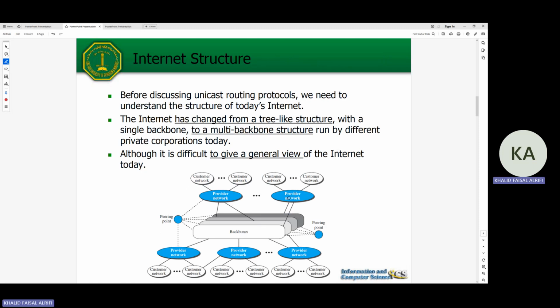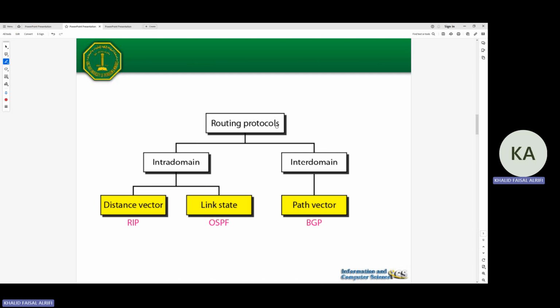So he's just here explaining that the internet is complex and so on. We don't care. For the routing protocols, you have the intra-domain and inter-domain. Inter-domain means communicating with different networks or entities and so on. You can think of it like this. But intra-domain is communicating within the same network.